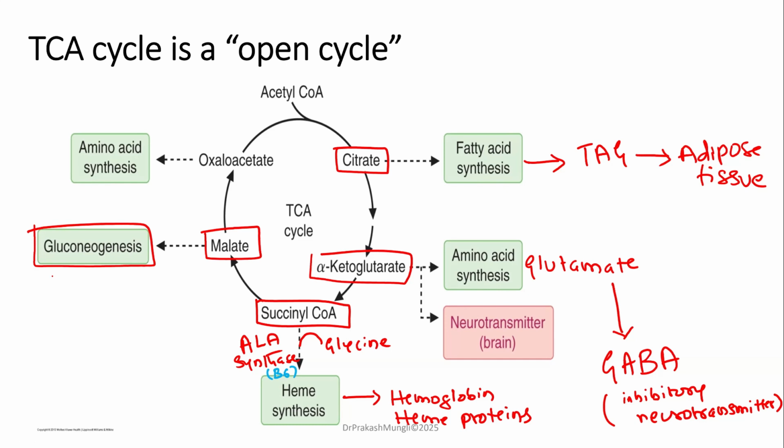And the last one, oxaloacetate, can be made into aspartate. Aspartate is a non-essential amino acid. Oxaloacetate to aspartate. Okay. So these are the reactions. These are intermediates of the TCA cycle, which can be pulled out of mitochondria to go into various other metabolic pathways. So citrate to fatty acid synthesis, alpha ketoglutarate to glutamate and GABA, succinyl-CoA to heme, malate into gluconeogenesis, oxaloacetate into aspartate.